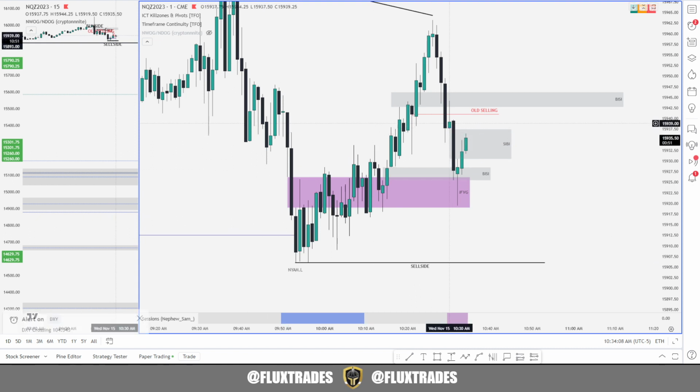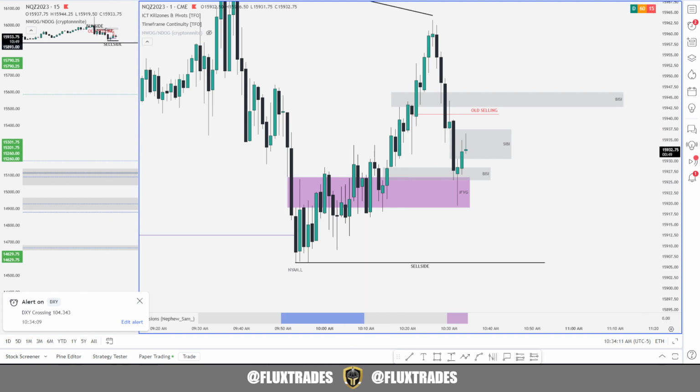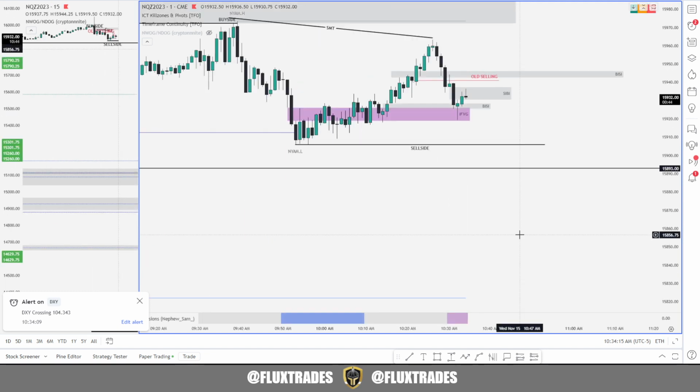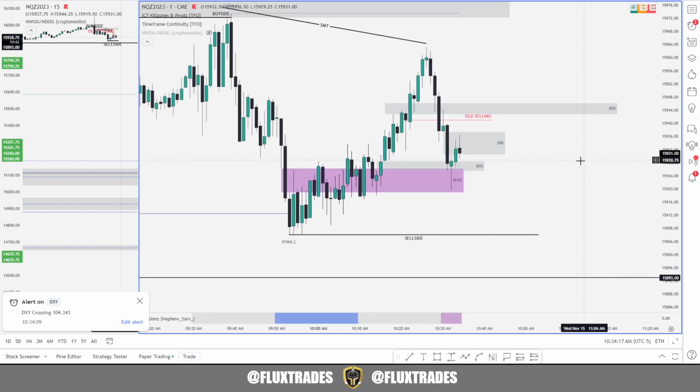Watch this order block here as well. There's DXY dropping lower. Yeah, I don't really know how I feel about sells. Indices and DXY dropping off.